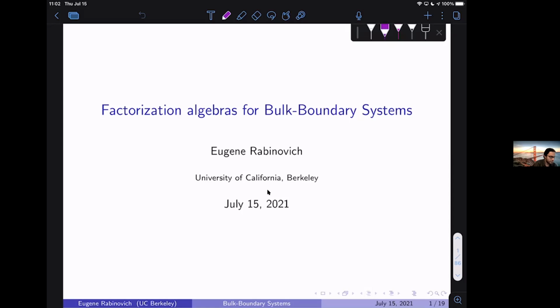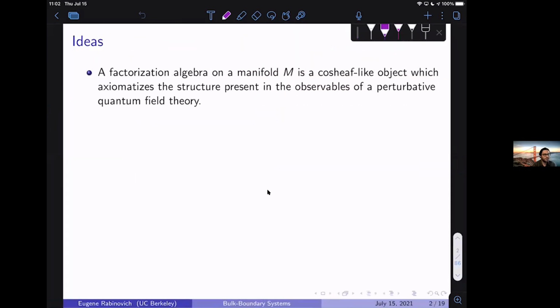Okay, so yes, like Nima said, I'm going to be talking about factorization algebras for bulk boundary systems. So first I'll give a very high level summary of what the talk is about. We saw this a bit in Nicola's talk. A factorization algebra on a manifold is a cosheaf-like object, and it's supposed to encode the structure present in the classical or quantum observables of a perturbative quantum field theory. This might be the only time I say the word perturbative, but it should be sprinkled throughout. So just from the beginning, everything's going to be perturbative.